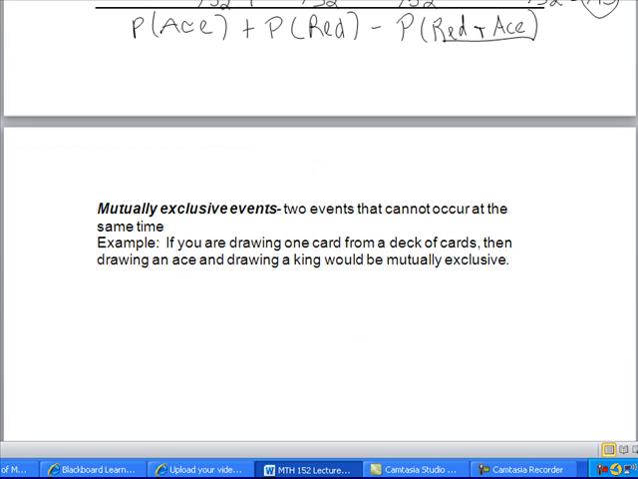Alright, and one last point I should make is the idea of mutually exclusive events, which are 2 events that cannot occur at the same time. For example, if you're drawing one card from a deck of cards, then drawing an ace and drawing a king would be mutually exclusive. You can't draw one card that is both an ace and a king. So they're mutually exclusive. That means they cannot occur at the same time.